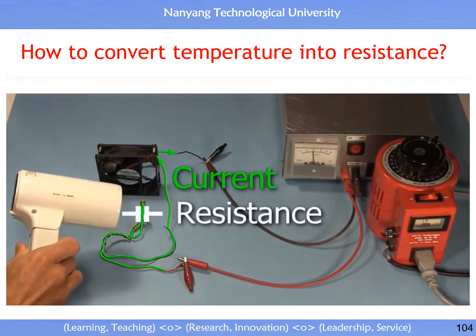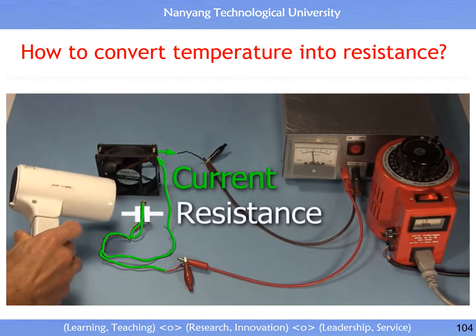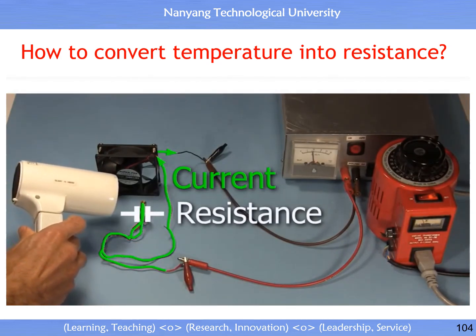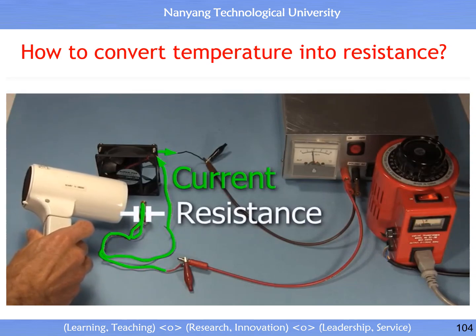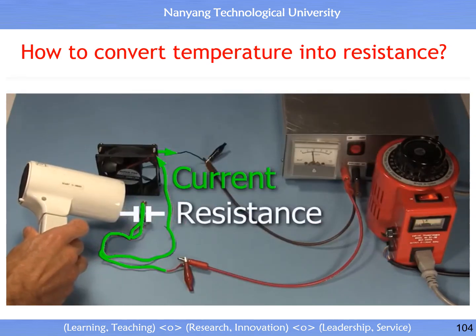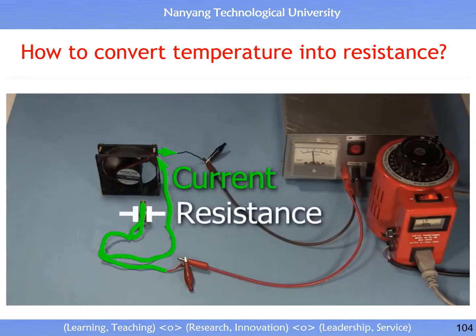Now I use this hairdryer to heat up the thermistor. That causes the thermistor's resistance to decrease. As it decreases, the current increases. And when the current's high enough, the fan starts spinning. Notice that the fan is blowing on the thermistor, making it cool off more quickly.